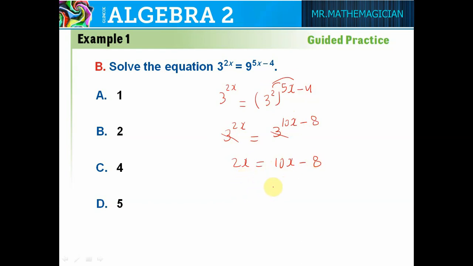So let's get x on one side by subtracting 10x from this side and 10x from this side. This one got cancelled. 2x minus 10x is negative 8x equals negative 8. So we will divide both sides by negative 8, which gives you x equals 1. So the accurate choice, x equals 1.